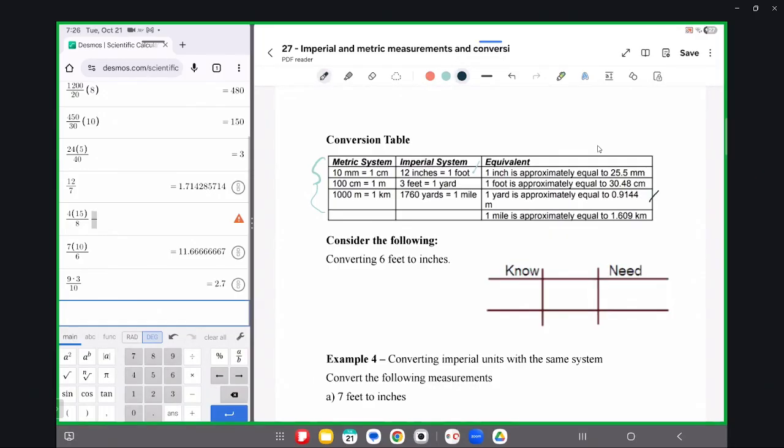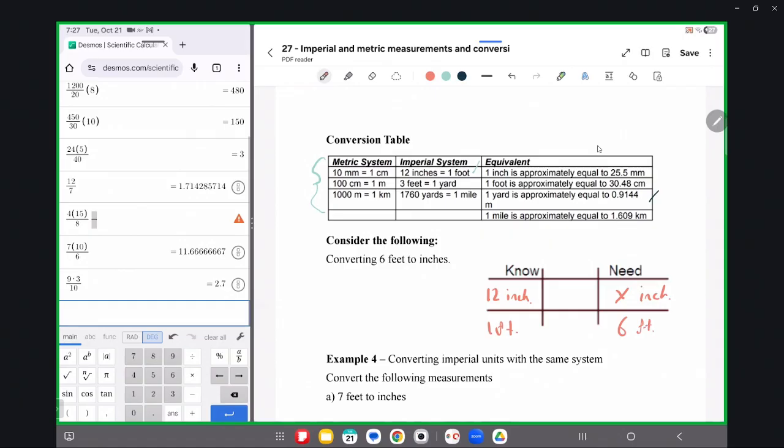Okay. And so here we want to convert 6 feet to inches. Well, we know that there are 3 feet in 1 yard. And we need to go to inches. Oops, sorry, my mistake. I thought we were going to yards. So we know that there are 12 inches in 1 foot. And we need to know how many inches there are for 6 feet.